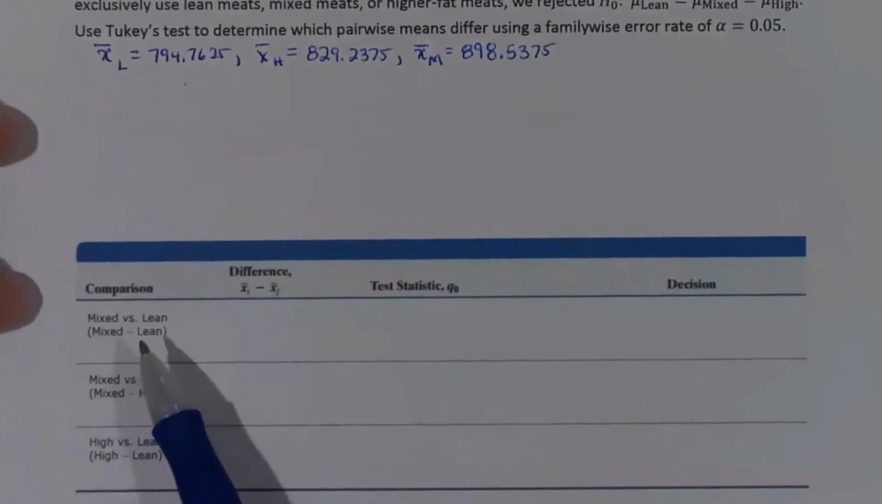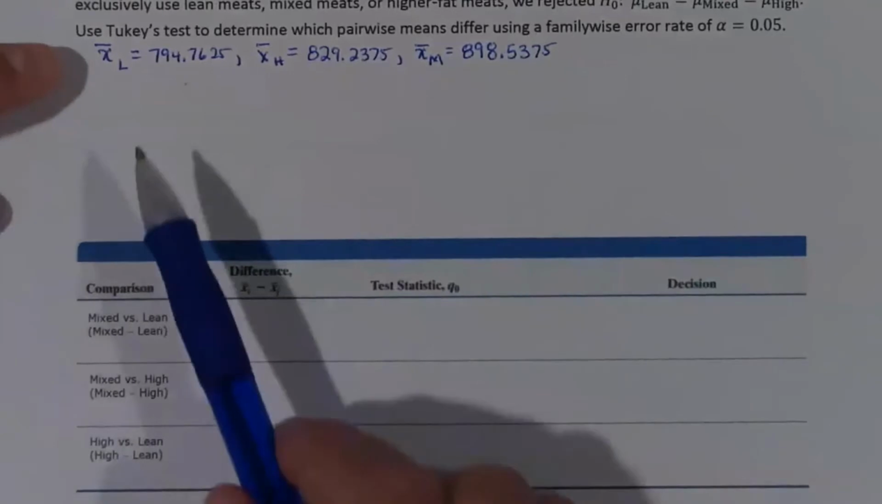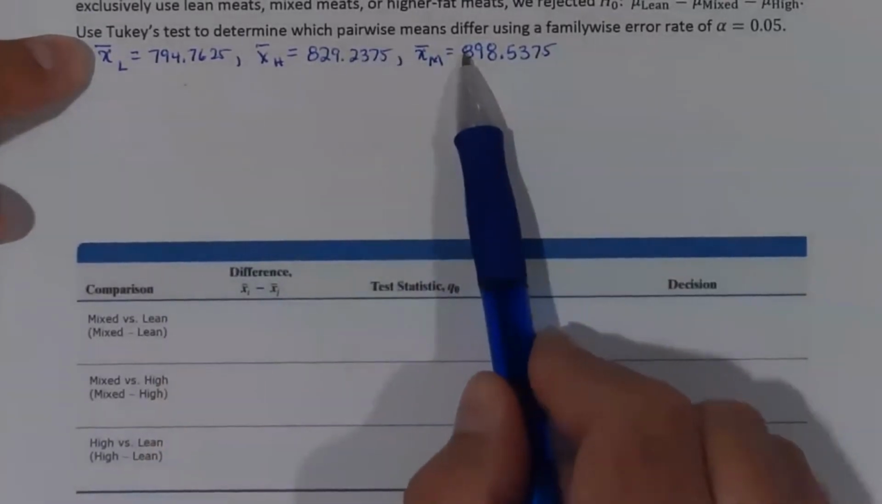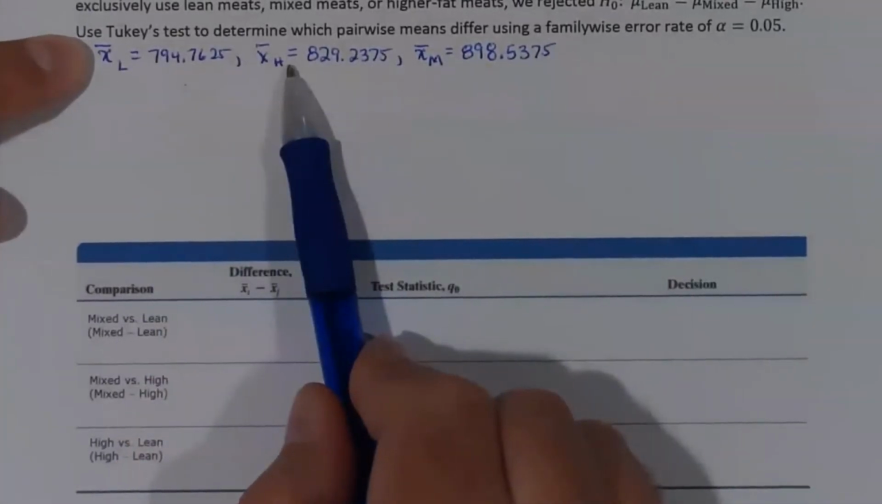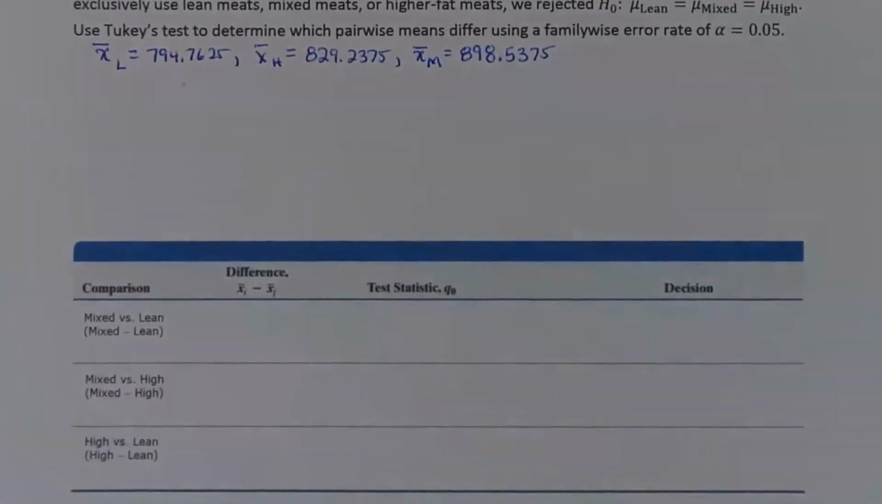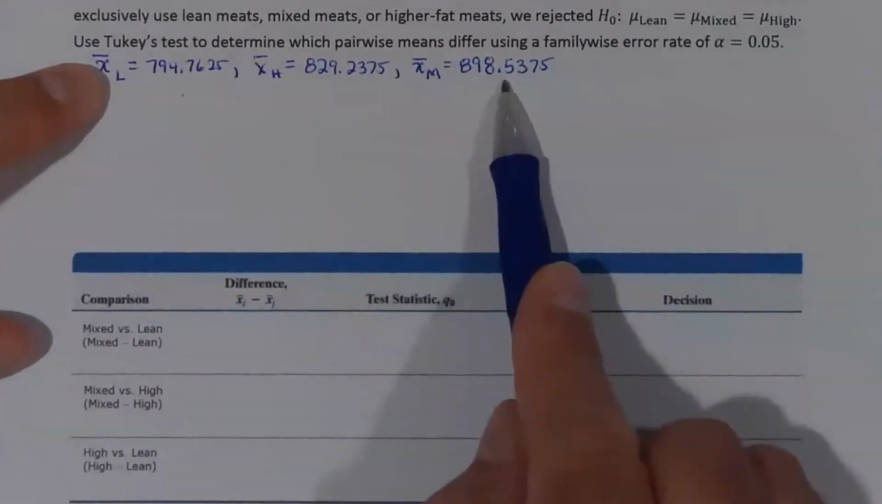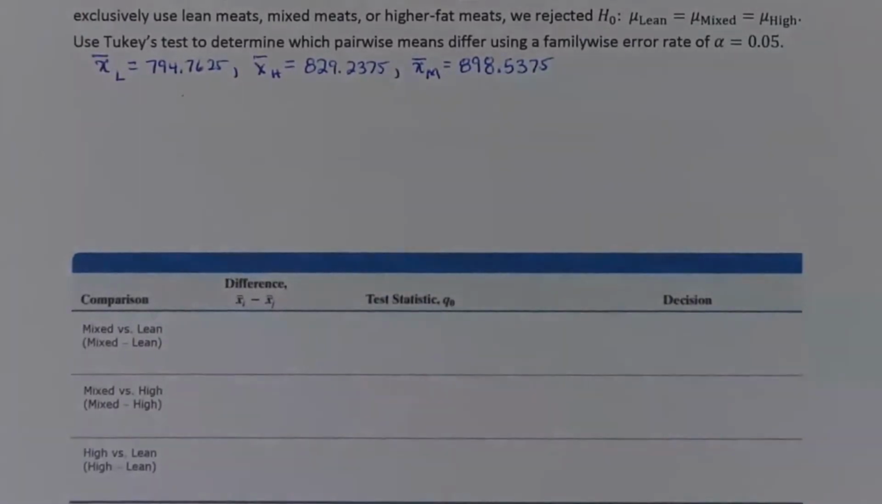So what I want to do is make a comparison for each pair of means. I'm going to compare lean meats to mixed meats, lean meats to high fat meats, and high fat meats to mixed meats. So there are 3 different comparisons that I can make with the means. If we had 4 means, you have to look at all of the possible comparisons, and there's going to be a lot more options to compare.